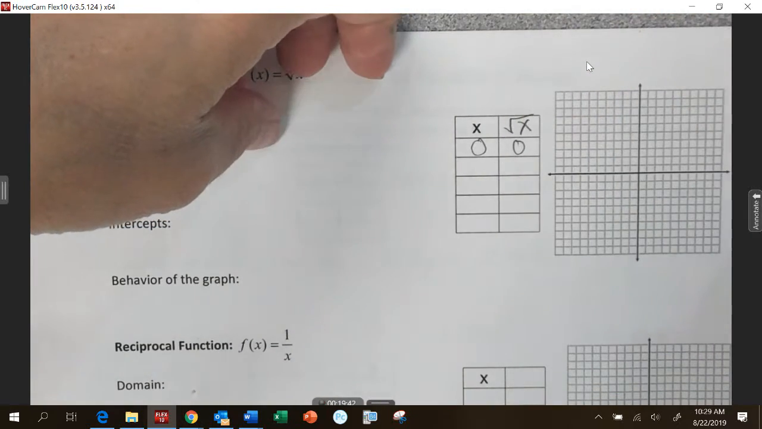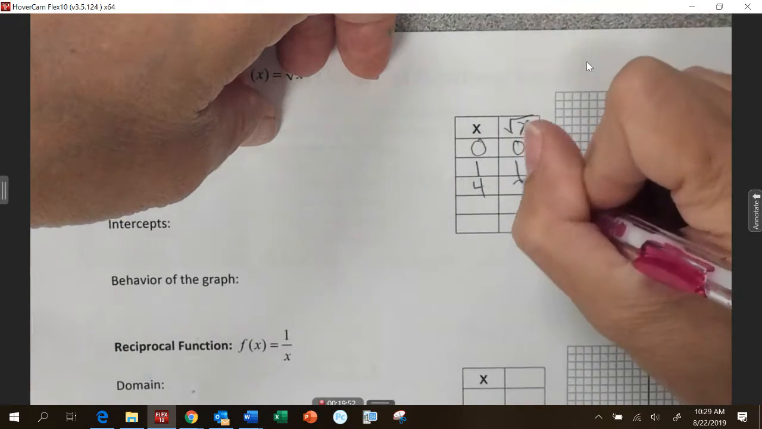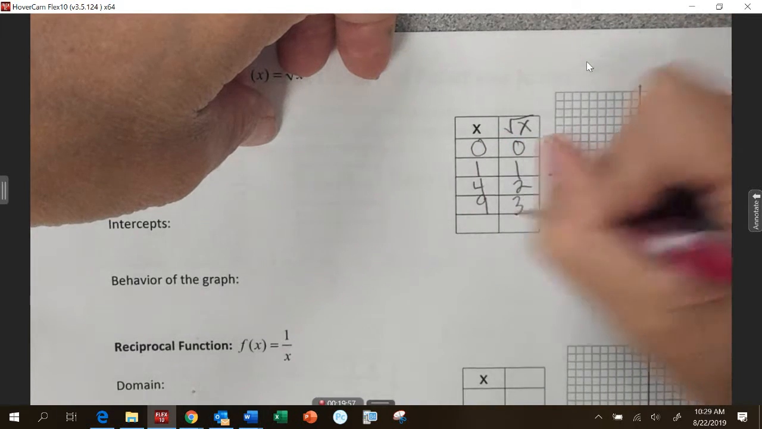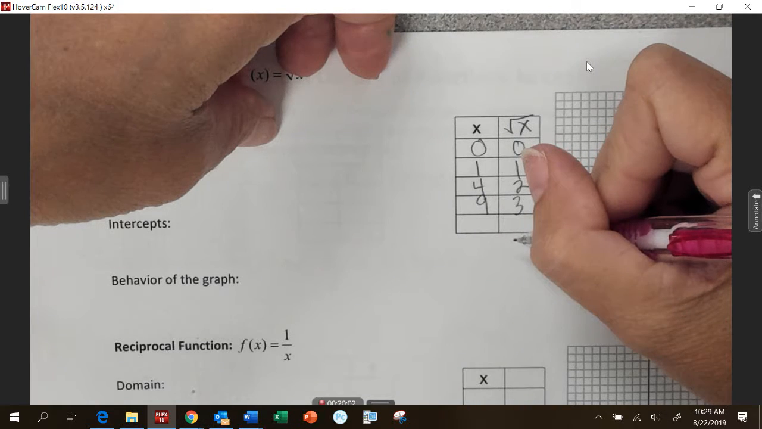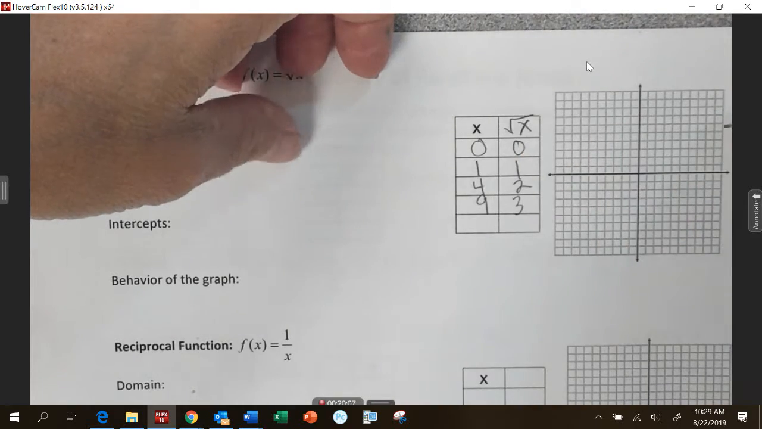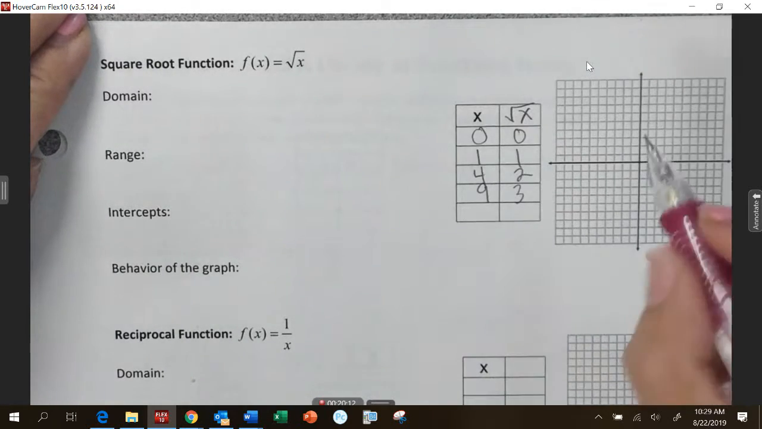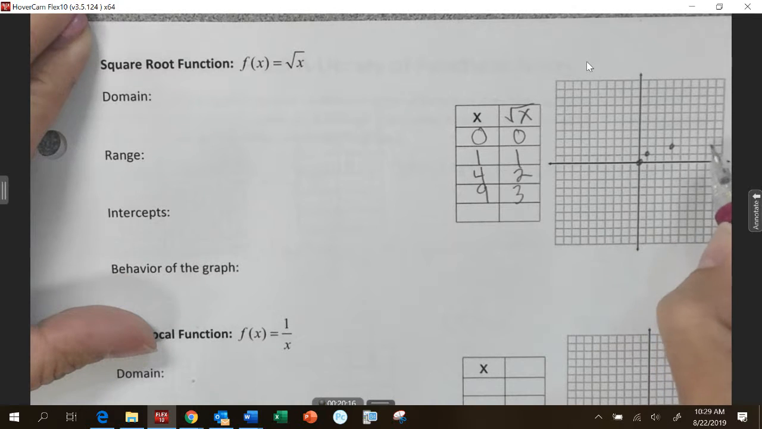What's the next one that I can take the square root of and would want to? Ooh, before that. 1. Square root of 1 is 1. Square root of 4 is 2. Square root of 9 is 3. Should I do another one? Why should I not do 16? Oh yeah, it's not going to fit on my graph. Now I could rescale it, but we'll just go with those. Alright, so we're going to graph that: 0, 0, 1, 1, 4, 2, 9, 3.